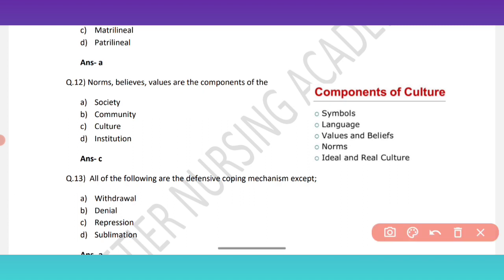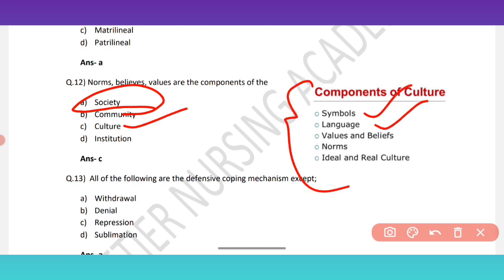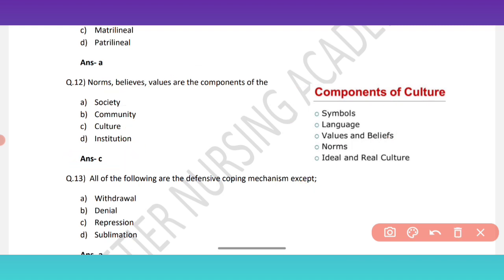The next one is: norms, beliefs, values are the components of. See, here many students have made the mistake. Many selected society. But if you take the definition or the components of culture, it consists of the following things: symbols, language, values, beliefs, norms. So these are all the components of culture. Norms, values and beliefs are the components of culture, not society. So here the right answer is Option C.